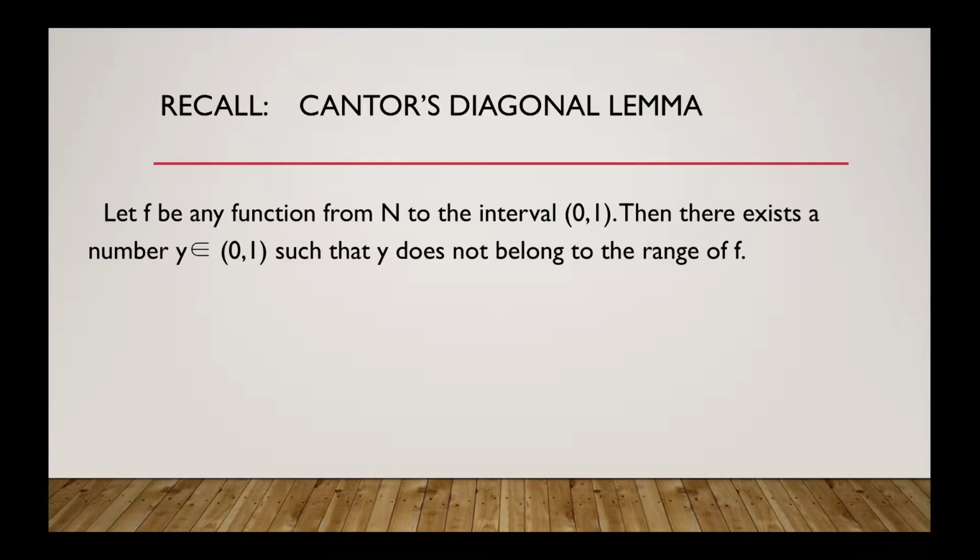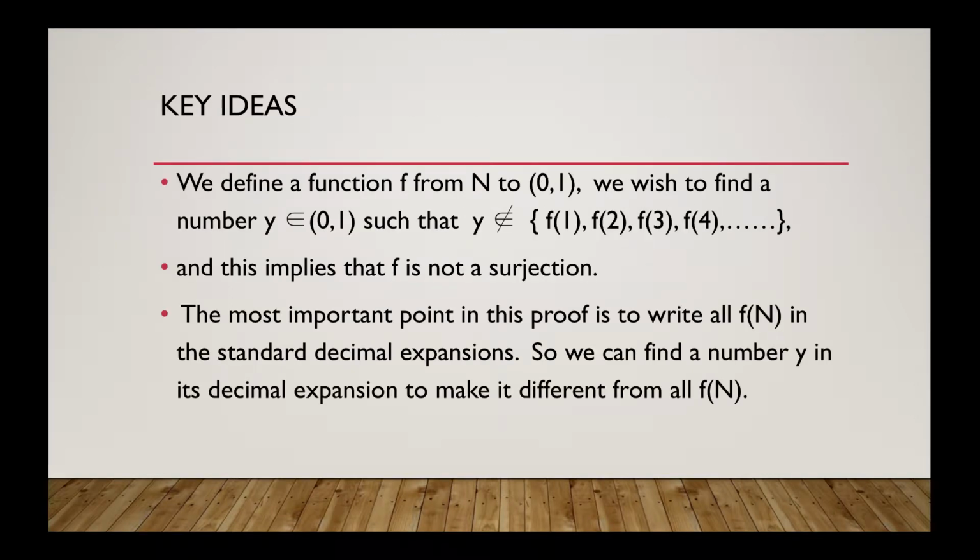But instead of considering the whole real numbers, we will only look at the open interval 0 to 1, because if 0 to 1 is uncountable, then all real numbers are uncountable. This lemma says: let f be any function from natural numbers to the interval 0 to 1, then there exists a number y which is an element of 0 to 1, such that y doesn't belong to the range of f. So here is our key idea.